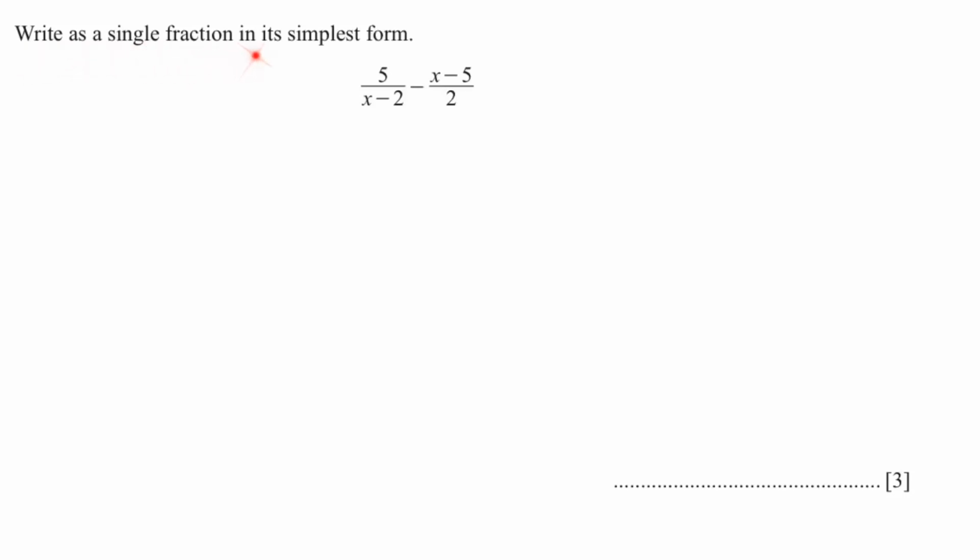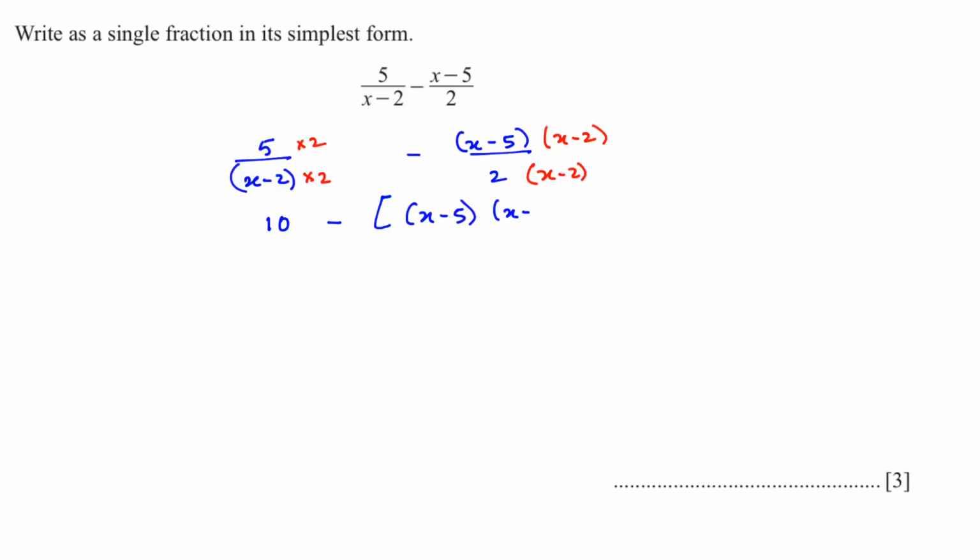Write it as a single fraction in its simplest form. Rewrite the question again. We'll leave space in between. For writing in a single fraction, you have to have a common denominator. To have a common denominator, we'll multiply by 2 in the numerator and the denominator here, and we will multiply by x minus 2 here. Now we'll expand it. 5 multiplied by 2 is 10, minus (x minus 5)(x minus 2). The reason I'm putting it in a bracket is that there's a negative, so we have to be a bit careful. Don't expand the bracket in the denominator for now.